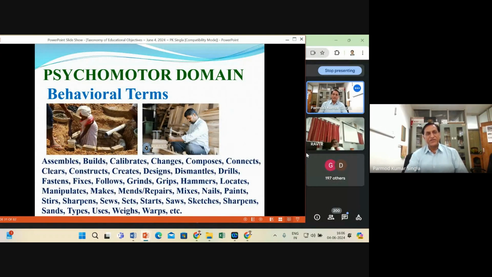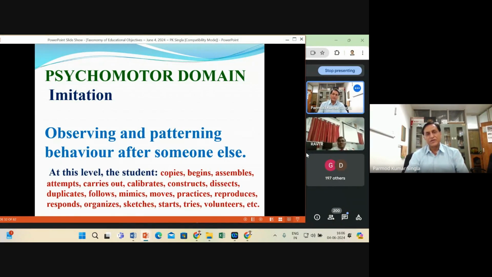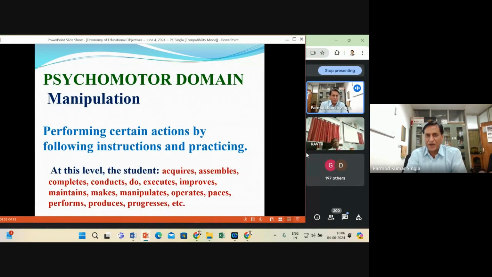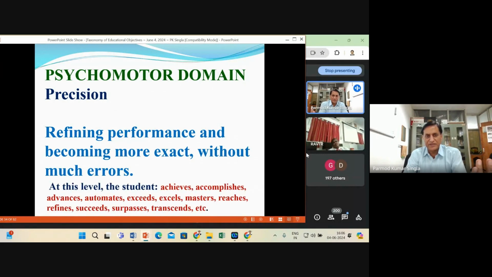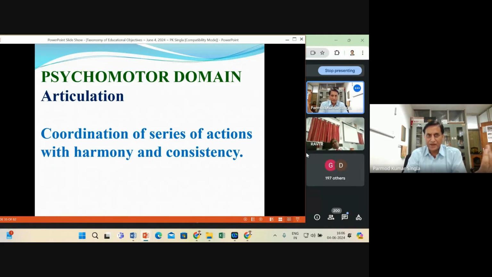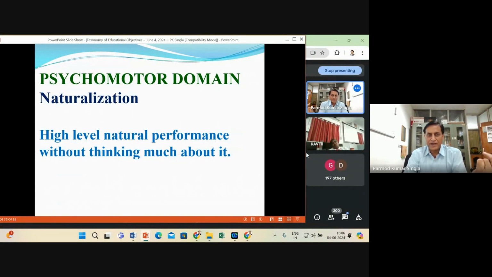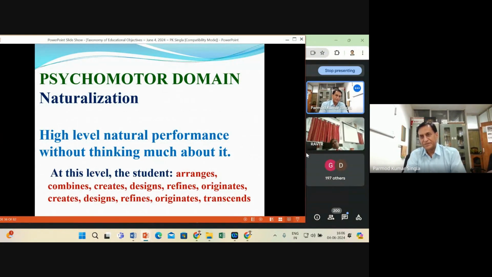And my dear friends, these are the action verbs which Ravi sir was asking for. At the imitation level, they should be able to copy, they are able to begin, they are able to assemble, they are able to attempt, they are able to carry out, they are able to calibrate. Similarly, at the level of manipulation, there are verbs. There are precision level verbs. There are articulation verbs. And in naturalization, there are verbs.